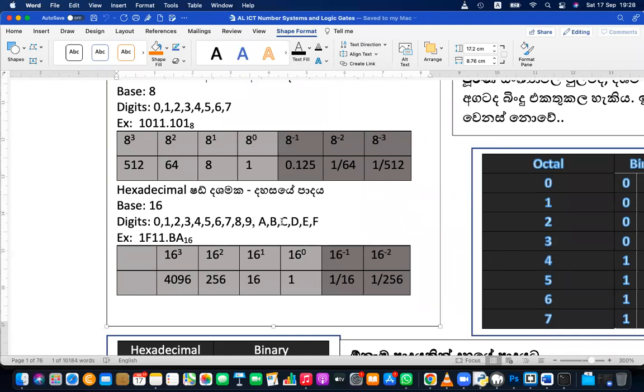Why are there letters? Because after that, if you write 10, you are reusing the symbols 1 and 0. But that is not good because the symbols should be unique. If you are reusing, how can you decide the positional value? Someone can argue this is one position and this is another position.